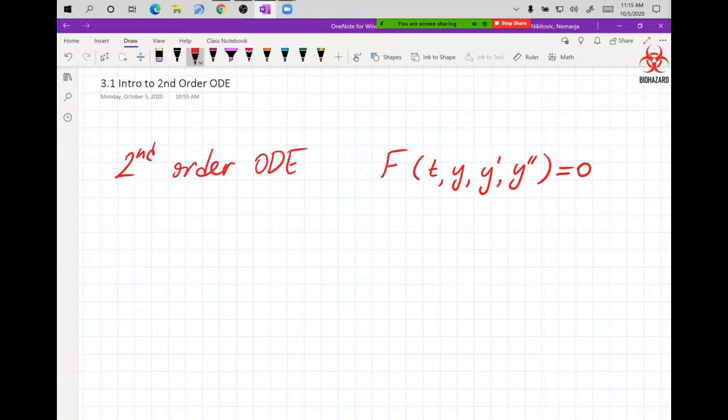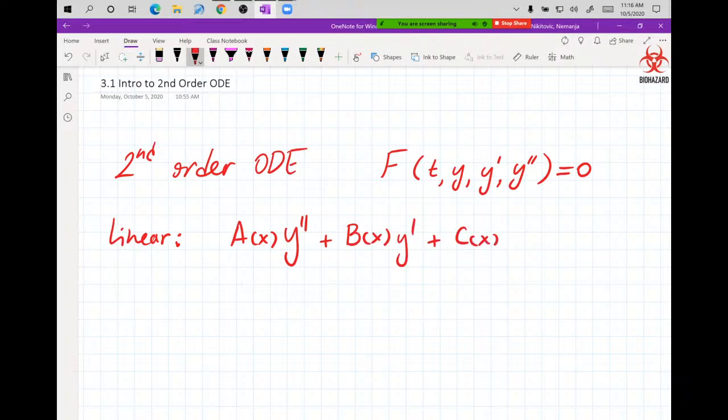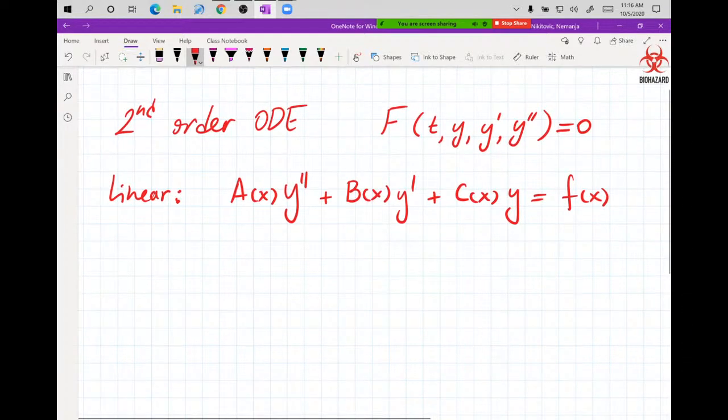Now you can also write that if the equation is linear, then it will have the form of some function times the second derivative plus another function times the first derivative plus another function times the function equals some what we will call the driving term, the forcing term, and we'll understand what that means later on when we get there.